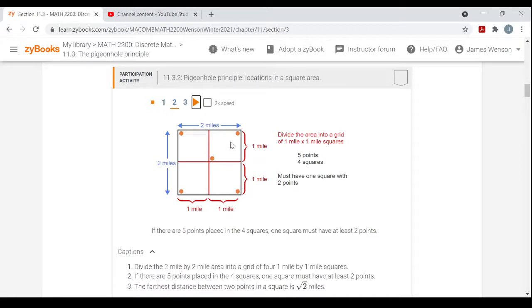And the longest distance between points in any of these squares is going to be the square root of 2 miles. Okay, so that tells me that there's got to be at least 2 stores that are within the square root of 2, about 1.4 miles of each other. So hopefully, again, another interesting application of that principle.